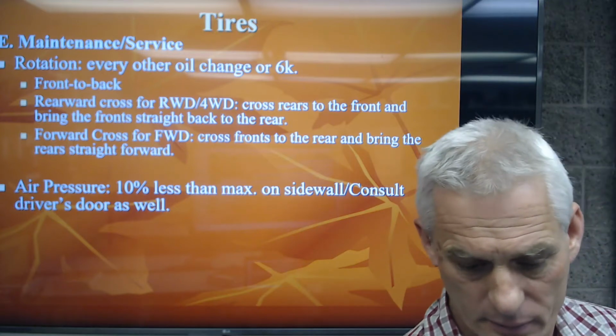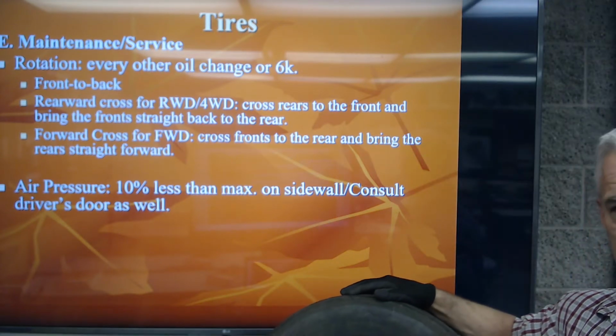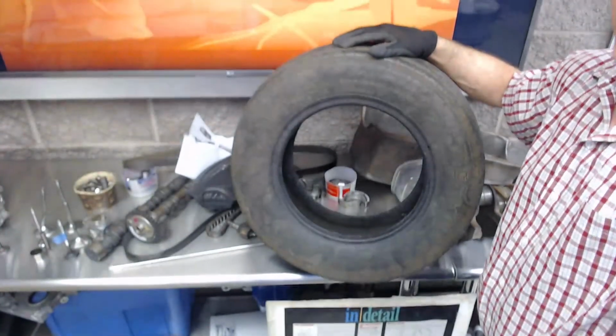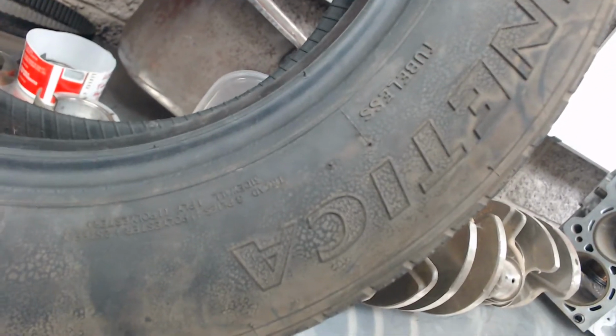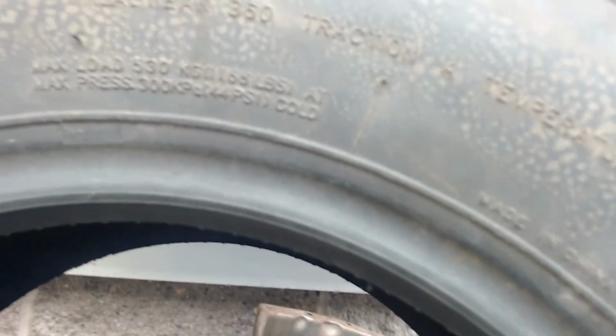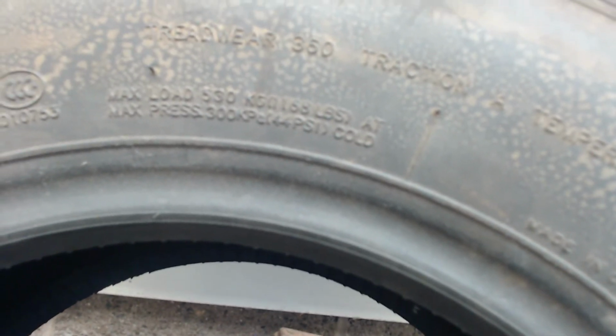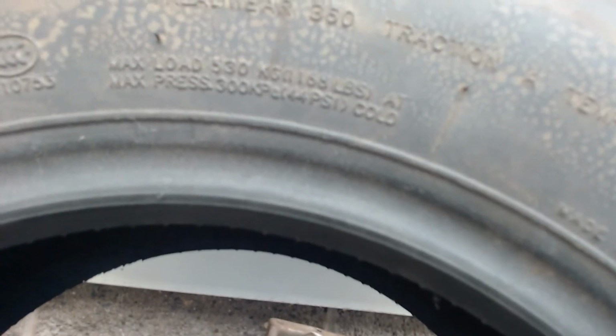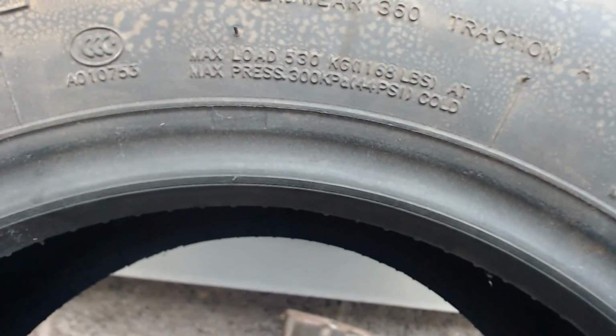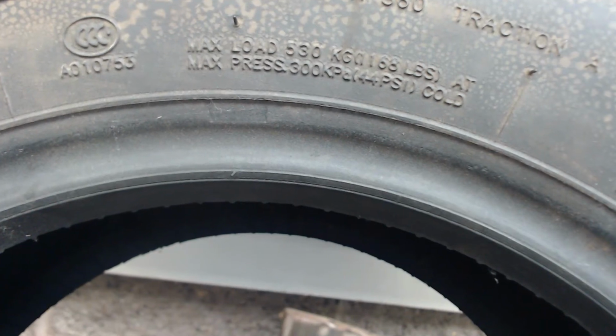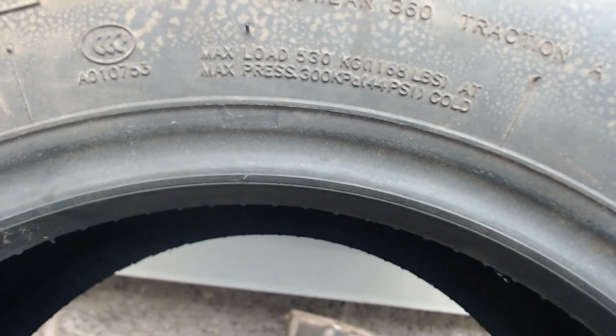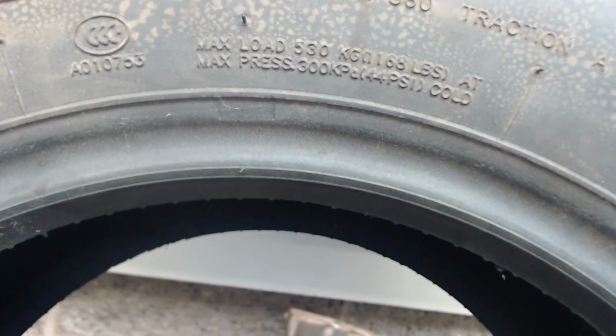For example, this tire is a pretty standard tire with a 44 psi tire rating for air pressure, and by the way, you can see where that is. Let's find it. Okay, so right up here is where it is, and it says max load. Let me see if I can get it to focus any better on that. Maybe not. There it is. At 1,168 pounds at max pressure of 44 psi cold.